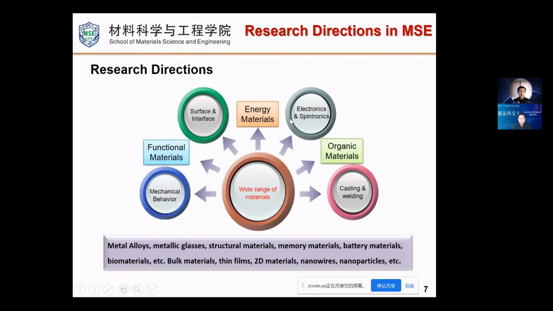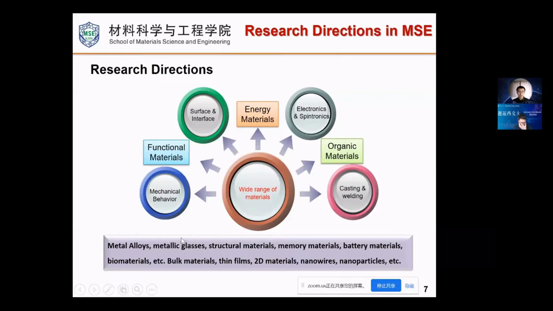Okay, then I will talk about the research directions in our school. You can see that we have studied a wide range of materials. For example, the mechanical behavior of materials, functional materials, the surface and interface of materials, and energy materials. Also, we studied the electronic materials used in electronics and spintronics. We also studied organic polymers and materials processing, such as casting.